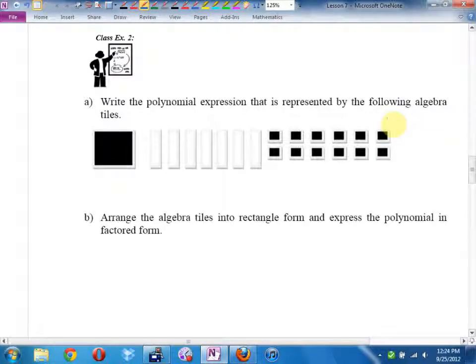Example 2, A says, write the polynomial expression that's represented by the following algebra tiles. Careful now. X squared. What did we say if there was nothing inside the tiles, if there was no shading? What did that mean? Negative. Nothing, no shading, negative, whatever way you want to remember that. So this is going to be minus, Carmelina, minus how many X's?